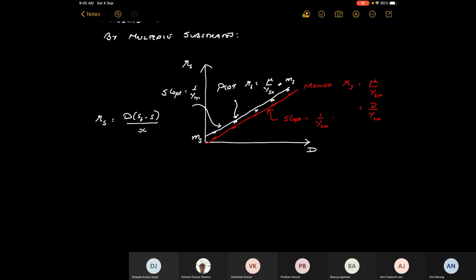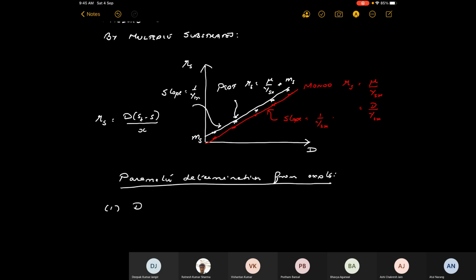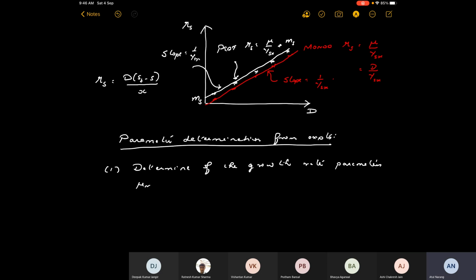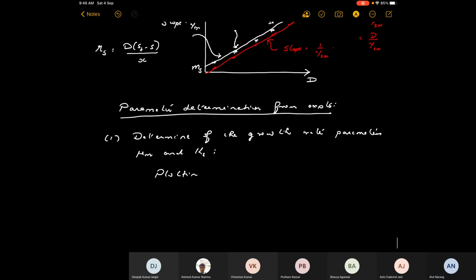In this class of models, parameter determination from experiments. First is determination of the growth rate parameters. These are the parameters describing the growth rate. So these parameters are mu m and ks. These are determined by plotting 1 over D versus 1 over S.